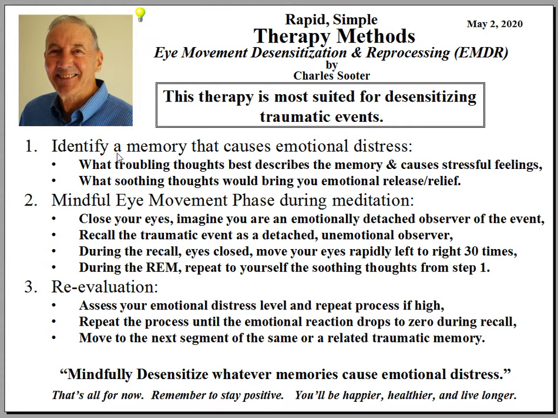Step number one, identify a memory that causes you emotional distress. So you're going to focus on one memory. Now if this is a particularly difficult memory, you can break it into phases. Say the beginning, the middle, the end. But whatever the emotional distress, it's not necessarily the memory that's causing your emotional distress. It's the troubling thoughts that you have about the memory that cause your stressful feelings.